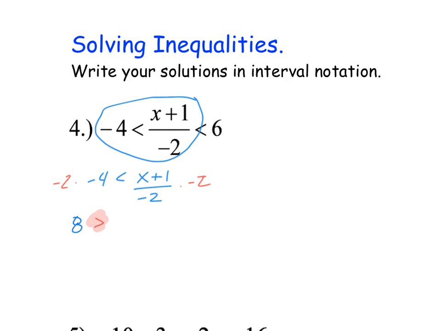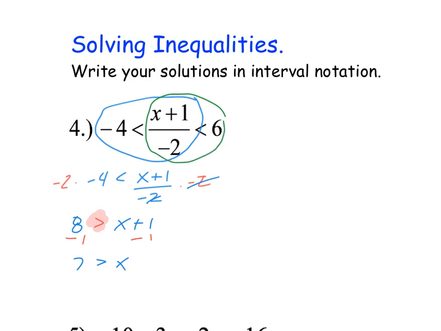The 2's cancel, so we're just left with x plus 1 over there. And of course, finishing this up, just going to subtract 1 from both sides. Subtract 1, so we end up with 7 is greater than x. I'm just going to leave that alone for right now. I'm going to go and then solve the second part of the problem.